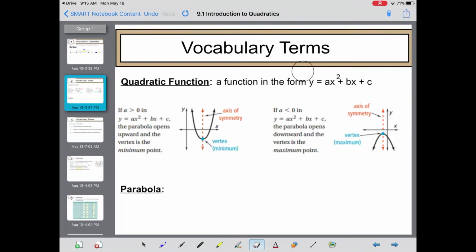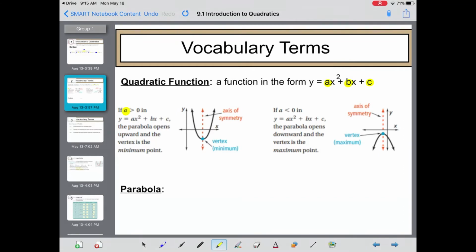Now, quadratic functions are a little different than the linear functions we've dealt with for the majority of the year. A quadratic function is in the form y equals ax squared plus bx plus c. Just remember, a, b, and c are placeholders for actual numbers.